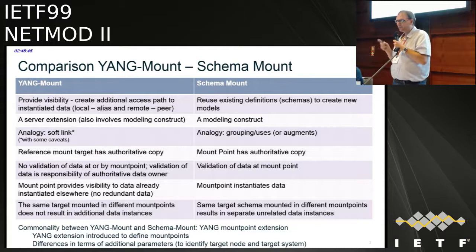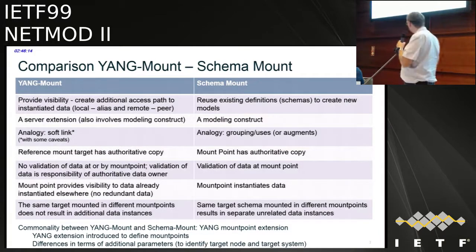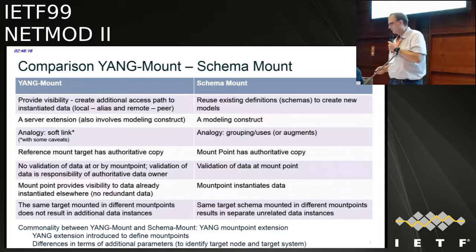Likewise, the emphasis is more on data retrieval. There's no validation of data at the mount point. This is also different from Schema mount, where you do of course need to do the validation. Here, it's really just to provide that access. Also, the number of data instances does not increase. If you mount a piece of data, it's still the same data, not an additional instance. So this is just to distinguish these. Like 3 minutes.